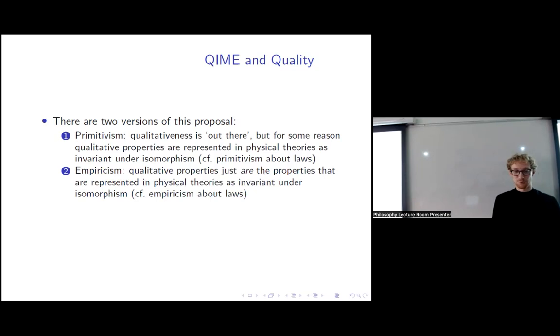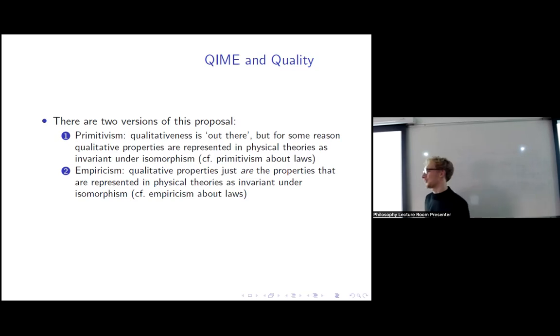Another, stronger view would be empiricism: the qualitative properties just are the properties that are represented in physical theories as being invariant under isomorphisms. So this is analogous to empiricism about the laws. It would say the laws just are the axioms and theorems of our best deductive system of the world. And again, this could be motivated by inductive reasons. We'd say, well, it seems that so far the things we thought were laws always also seem to be the axioms and theorems of our best deductive system. But then it'd be supplemented by intuitions about what it should mean to be a law, or what it should mean to be qualitative.